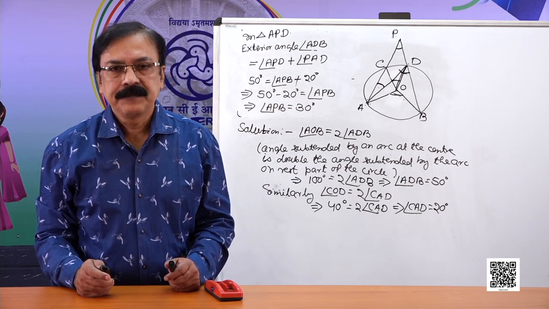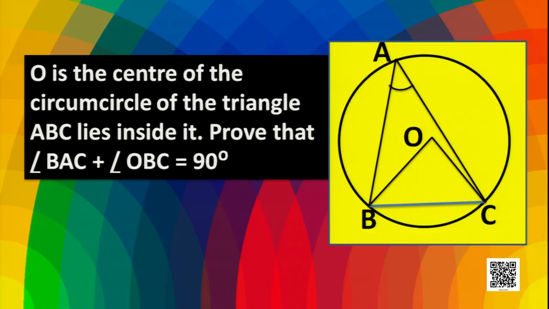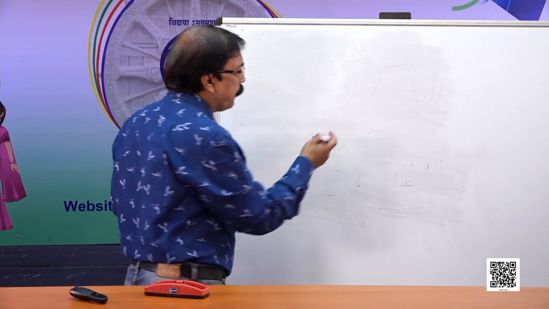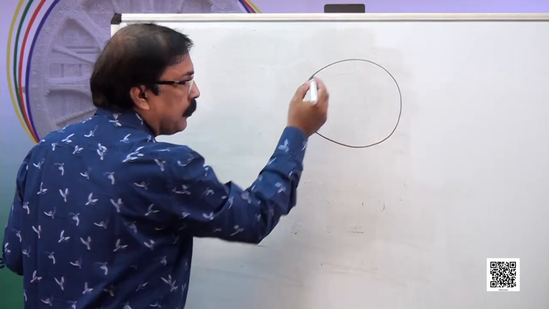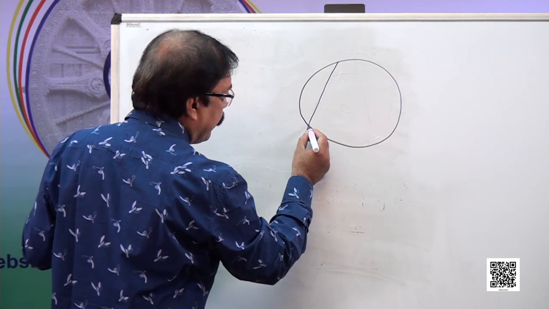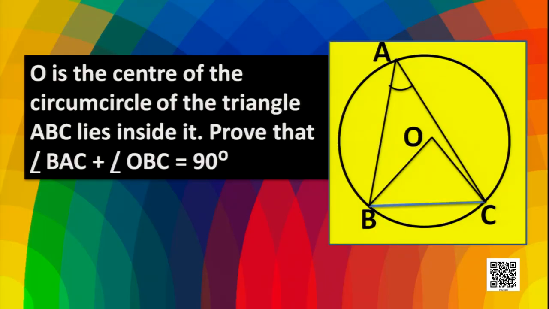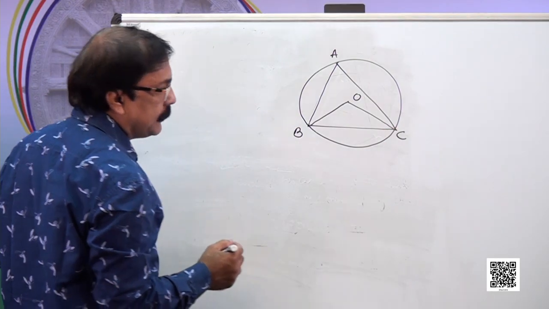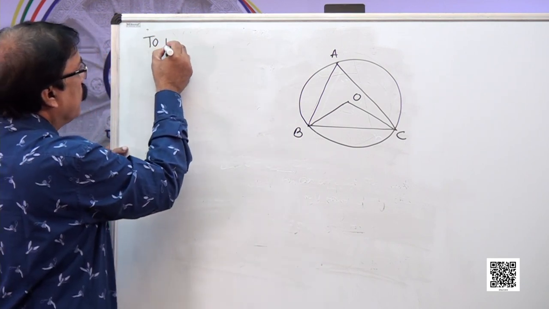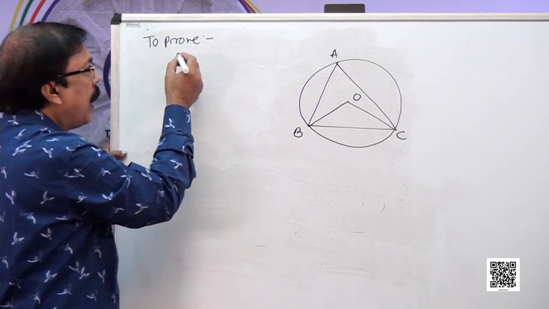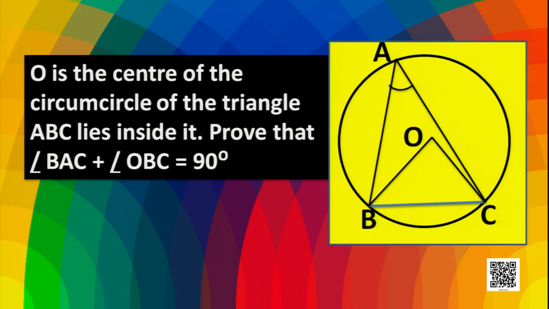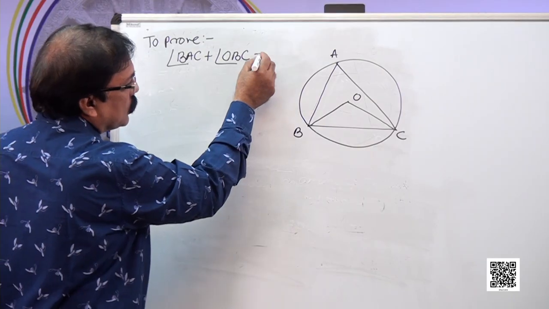Let's see another question. This question says that O is the center of the circumcircle of a triangle ABC, which lies inside it. Prove that angle BAC plus angle OBC is equal to 90 degrees. You see, this is the circle and a triangle is inscribed in it. ABC is the triangle, O is the center, OB and OC are joined. We have to prove that angle BAC plus angle OBC, the sum of these two angles, is 90 degrees.